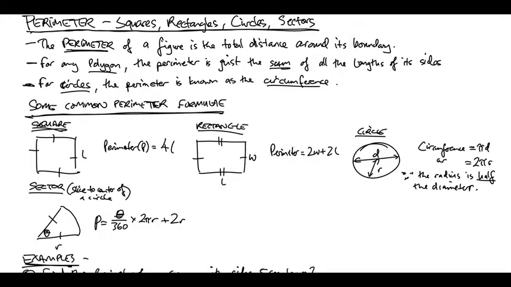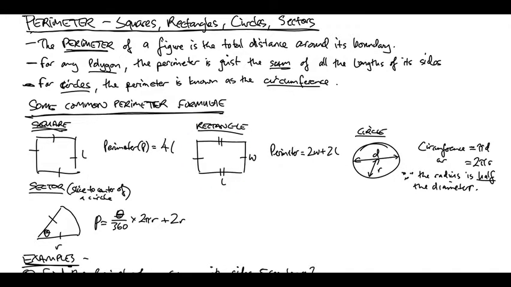Here are some common perimeter formulae that you should be familiar with. You should have covered these in earlier years. If not, they're here anyway, and they're in your book. So the first one is the square. Obviously, a square, the very definition of it, is a four-sided shape. All sides are the same length. So the perimeter is going to be 4 times whatever the length of one of those sides is.